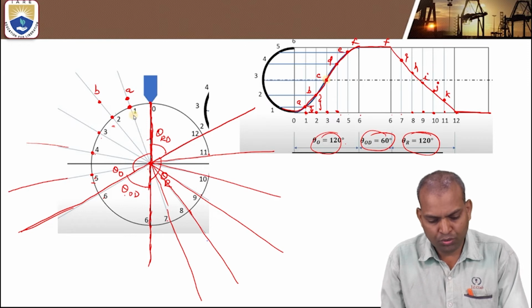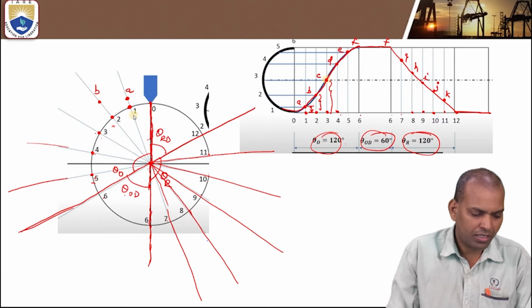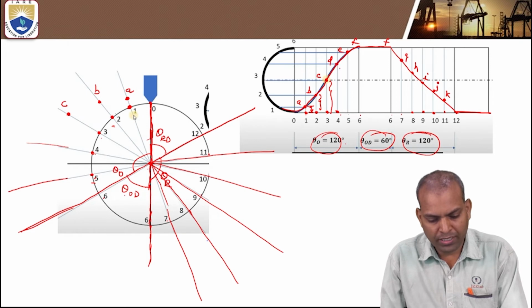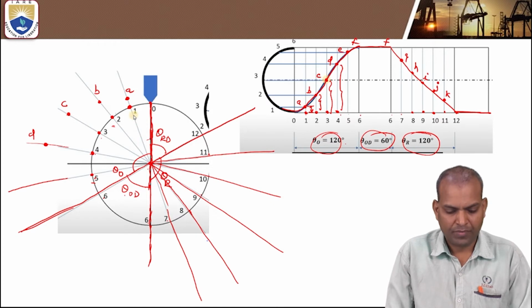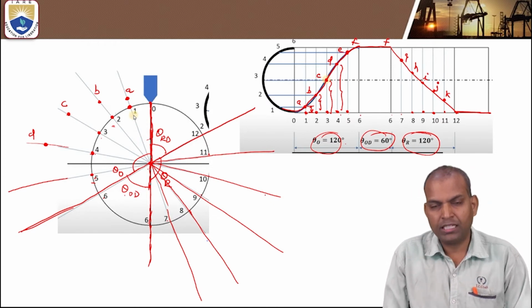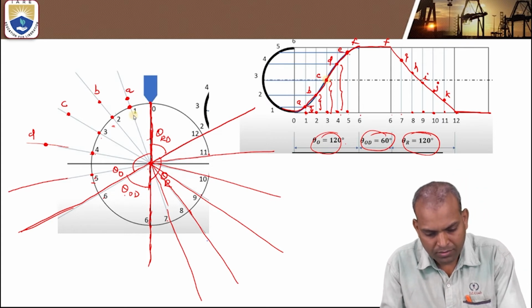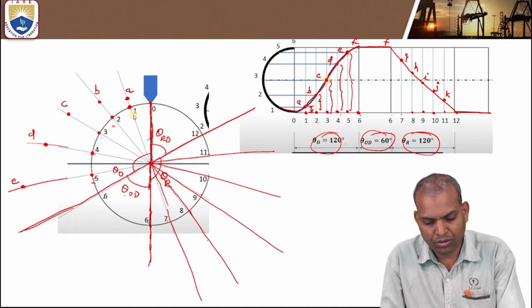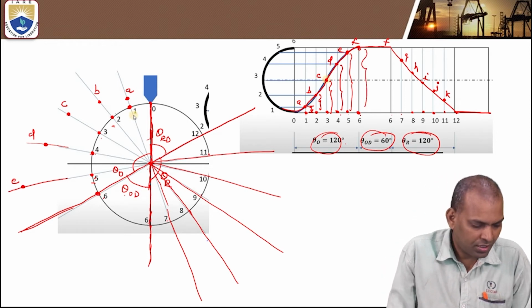Similarly, 3 to C. Take the distance, again on radial line 3, and it is C. And 4 to D. Again, take the distance, and it is D. 5 to E. Take the vertical distance from the displacement diagram, 5 to E. Again, this is the line 5 to E. Similarly, 6 to F. This is the distance 6 to F. Come here, and on 6, it is F.